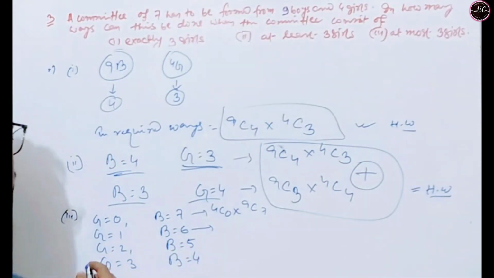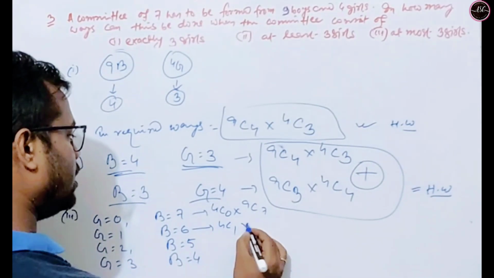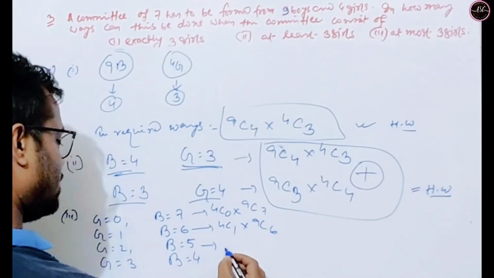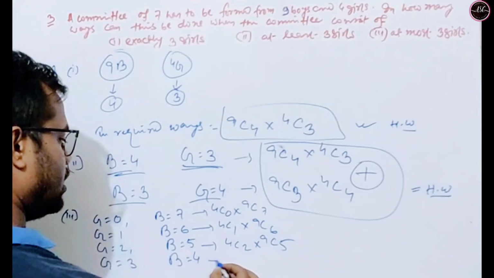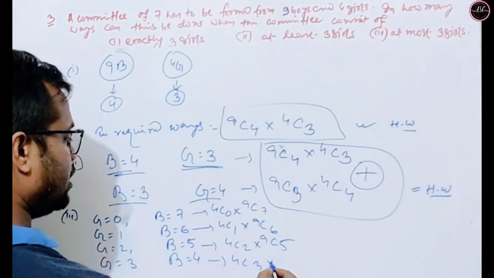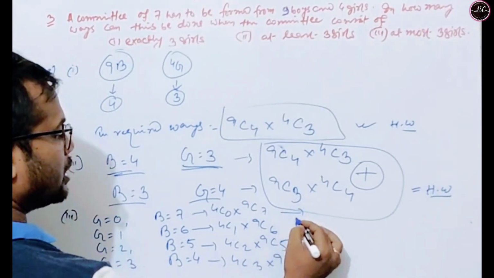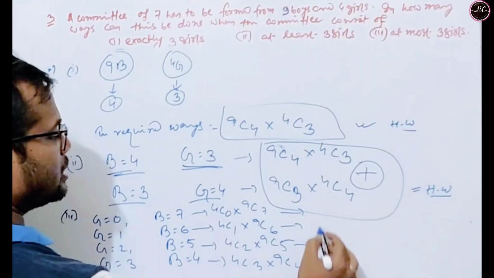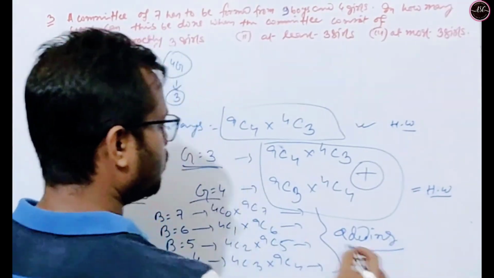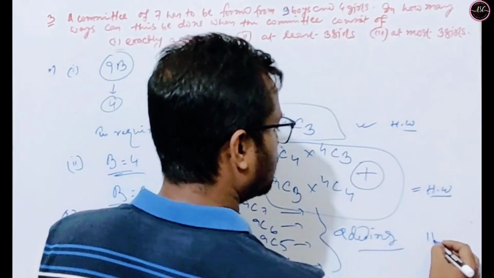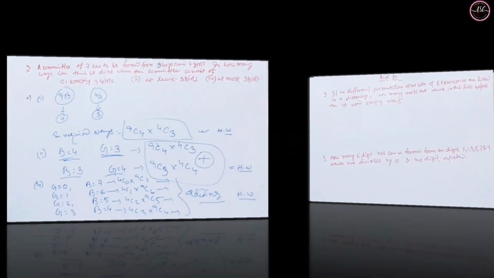And here the ways will be 4C1 into 9C6. And here the ways will be 4C2 into 9C5, and here the ways will be 4C3 into 9C4. Just calculate this, and after this just adding this, we will get the value. This is also your homework. Okay.